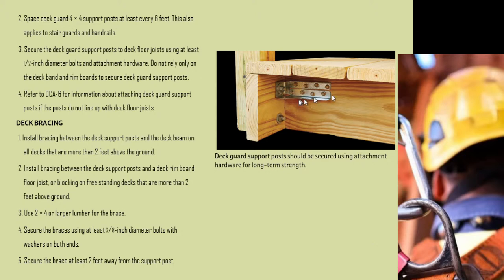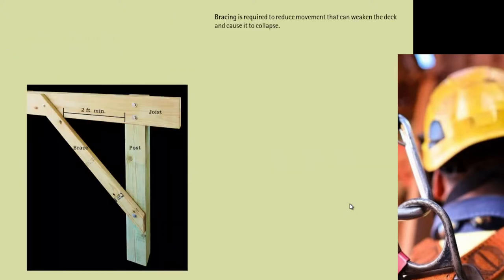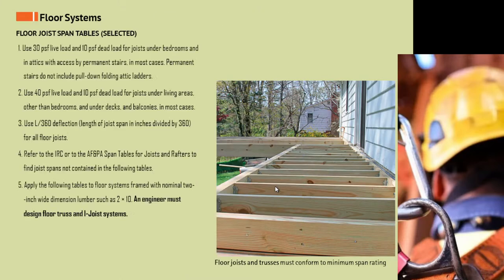Deck bracing, so deck guard support, should be secured using attached hardware for long-term strength. So, for long-term maintenance, we have this type of connection. Because wood and timber is the weakest material that we allow. However, we still have to have a standard. So for example, here, bracing. This is a diagonal bracing. Post, this is joist. So we have a brace, 2 feet minimum from post or joist, as specified.